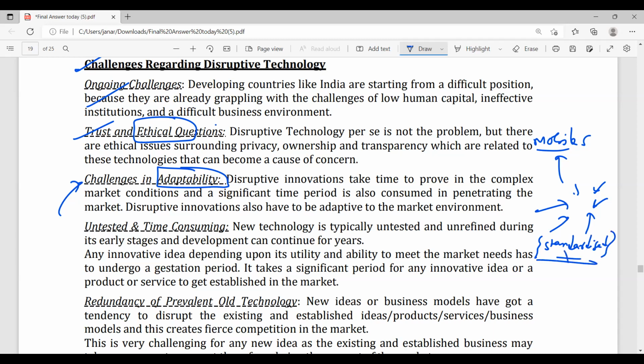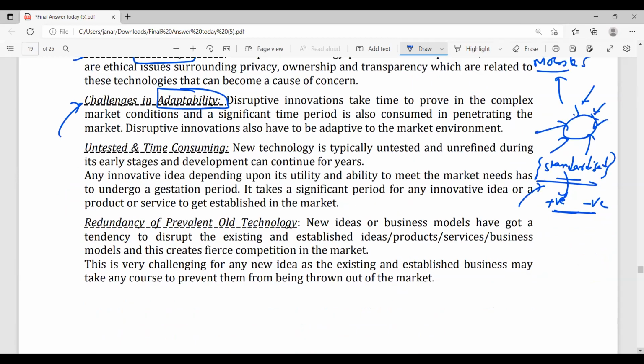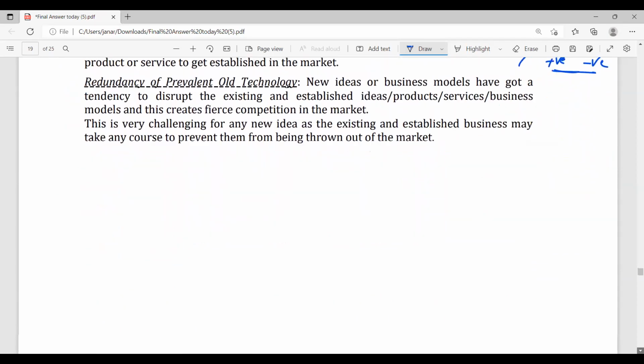Okay. Standardization has pros and cons, no doubt. A centralized thing has pros and cons. Distributed things also have pros and cons. We need to write both things and put a balanced argument. Okay. Old technology and all these things.